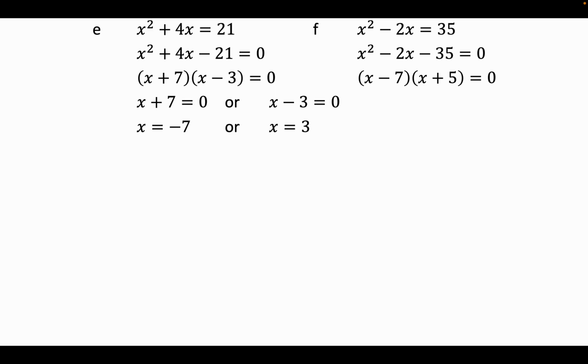Same as it was before, split this, either x minus 7 equals 0 or x plus 5 equals 0. Get the x by itself, add 7 on the left, subtract 5 on the right, and we get that x equals 7 or x equals negative 5.